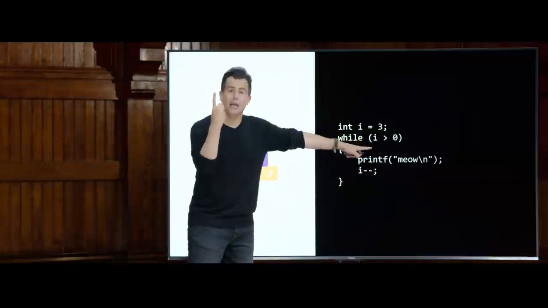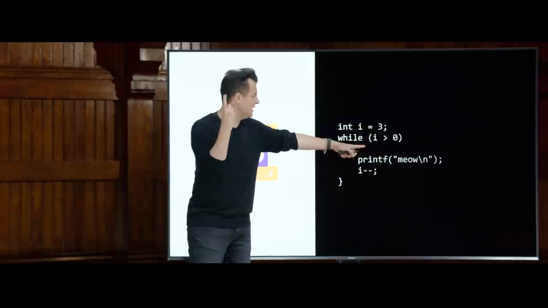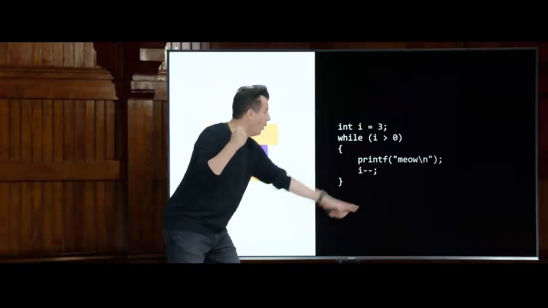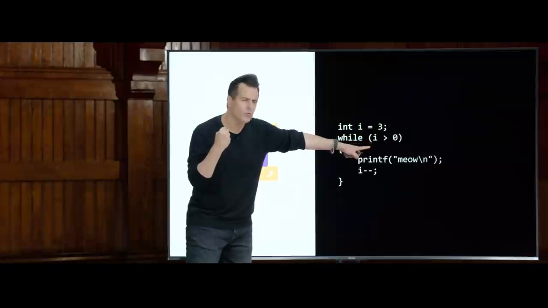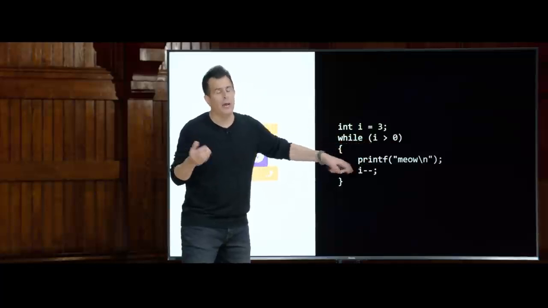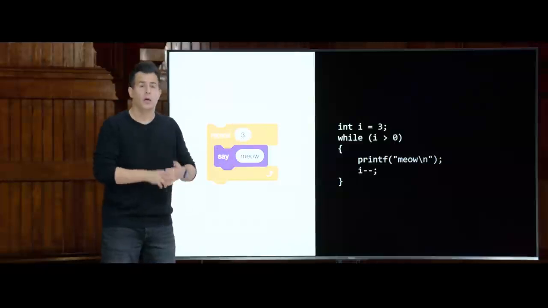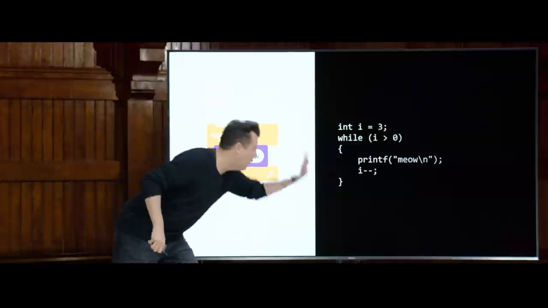Then I check the expression again. Is 1 greater than 0? Of course it is. I print out meow. And then I decrement i. And now I'm down to 0. I check again. Is 0 greater than 0? Well, no. And so the loop will automatically, by the definition of how this C code works, terminate for me and proceed to any other lines if there are more lines of code that I've written.